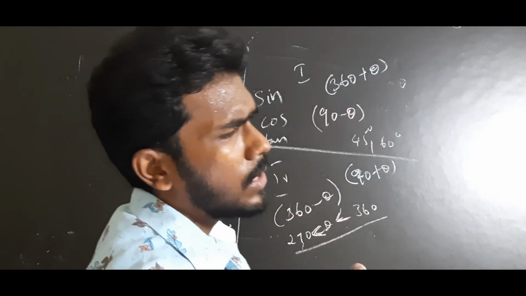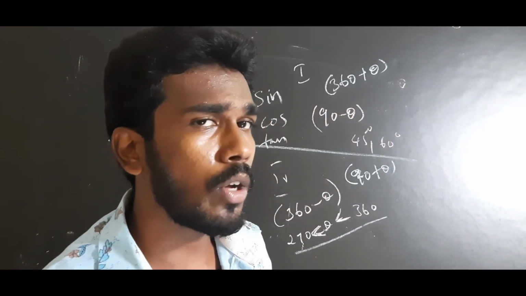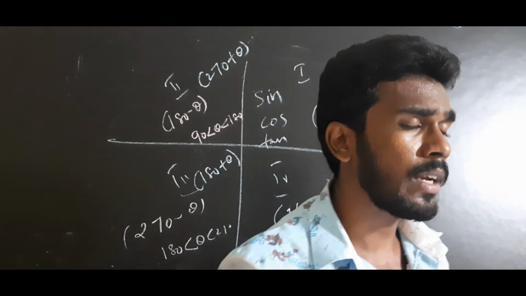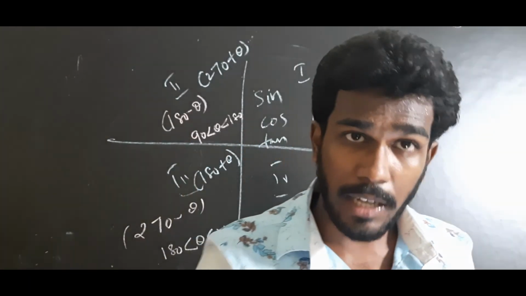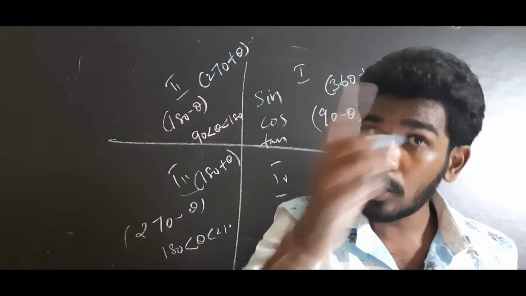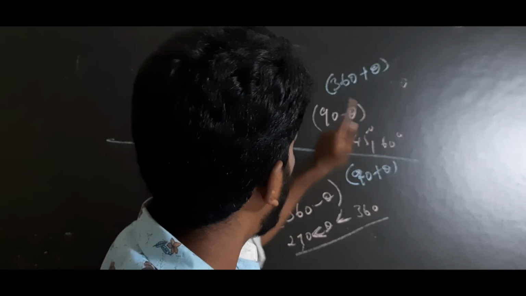Secondly, in this first quadrant, all the sine, cos, tan, all are positive. Don't bother about secant, cosecant, cot, or even about tan, because if you know sine and cos, from sine you can calculate cosecant, from cos you can calculate the secant, from tan you can calculate the cot, and from sine and cos you can calculate the tan, since sine by cos is tan. So just bother only about sine and cos.